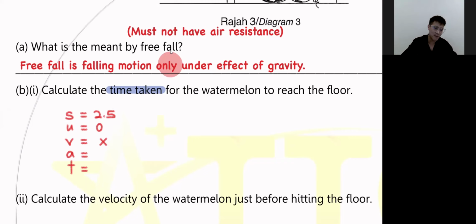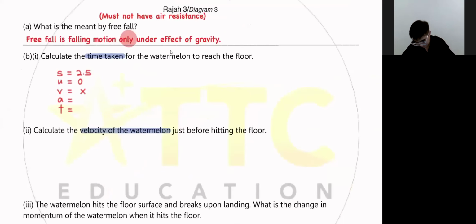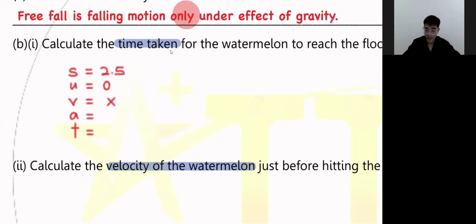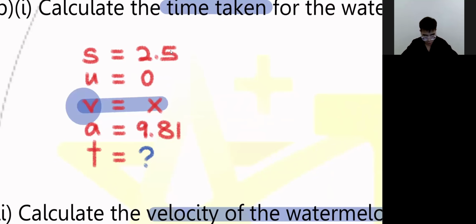And if you look at question part B2, that is actually what the question wants you to calculate later: the velocity of the watermelon just before hitting the ground. So later on you need to calculate V in the next part. Going back to the question, your acceleration is 9.81, while your time is not given. So here we put a question mark, like we learned before. Remember, I told you, you are allowed to put one cross and also one question mark.